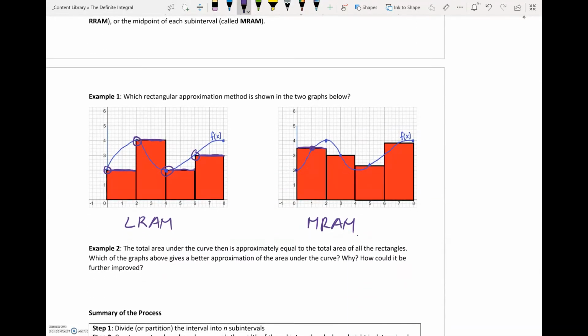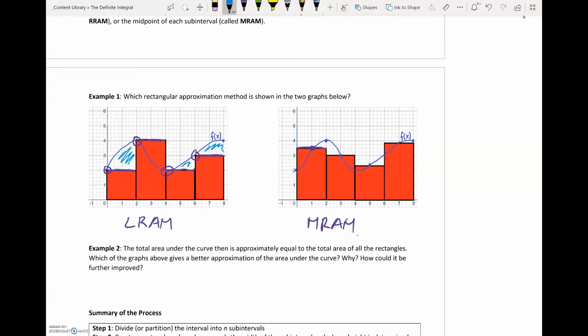So for example 2, the total area under the curve is approximately equal to the total area of all the rectangles. Which of the graphs above gives a better approximation of the area underneath the curve? Why, and how can it be improved? Well, if you look at LRAM, it looks like we are underestimating a lot because we're missing sections such as these.